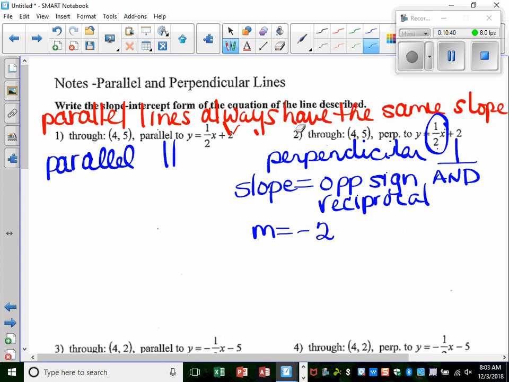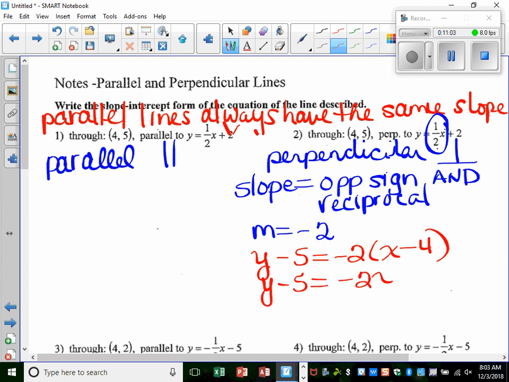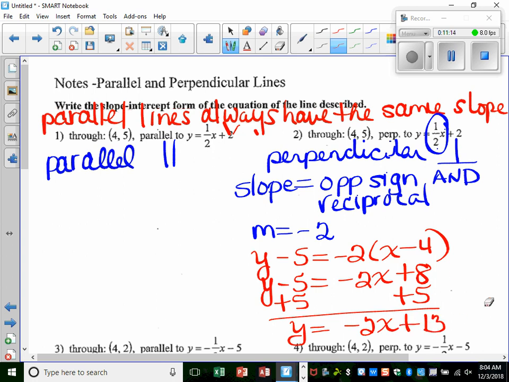And then we just follow the same process. We put it in point slope form and solve for y. So once you get the correct slope, you're ready to go. So y minus 5 equals -2 times x minus 4. And then we follow that same process, distribute, and solve for y. So -2x plus 8. Then we're going to add 5. So that's -2x plus 13. And again, if I wanted to check this, then I could just type it in and make sure 4, 5 is in the table.